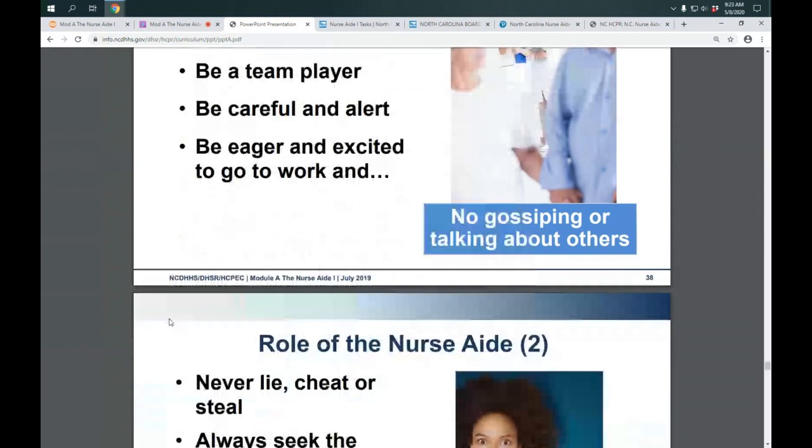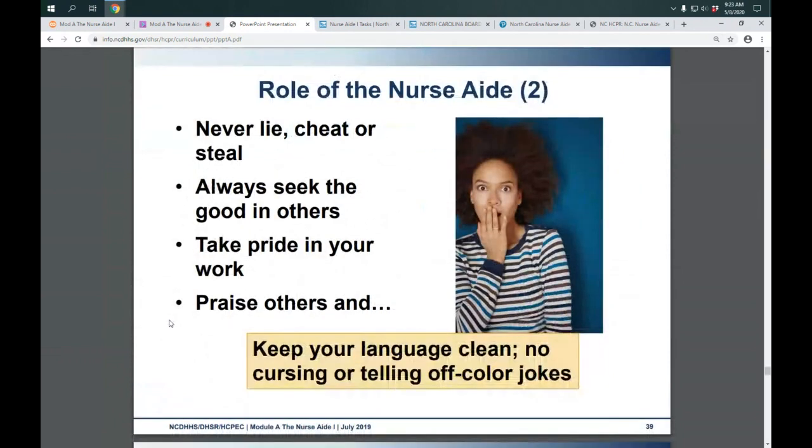Do not gossip. Don't lie, cheat, or steal. Always seek the good in others, because you know what? There is good in the world. There is. And I will be encouraging you through this entire thing to be the good. Be the good that people look for.